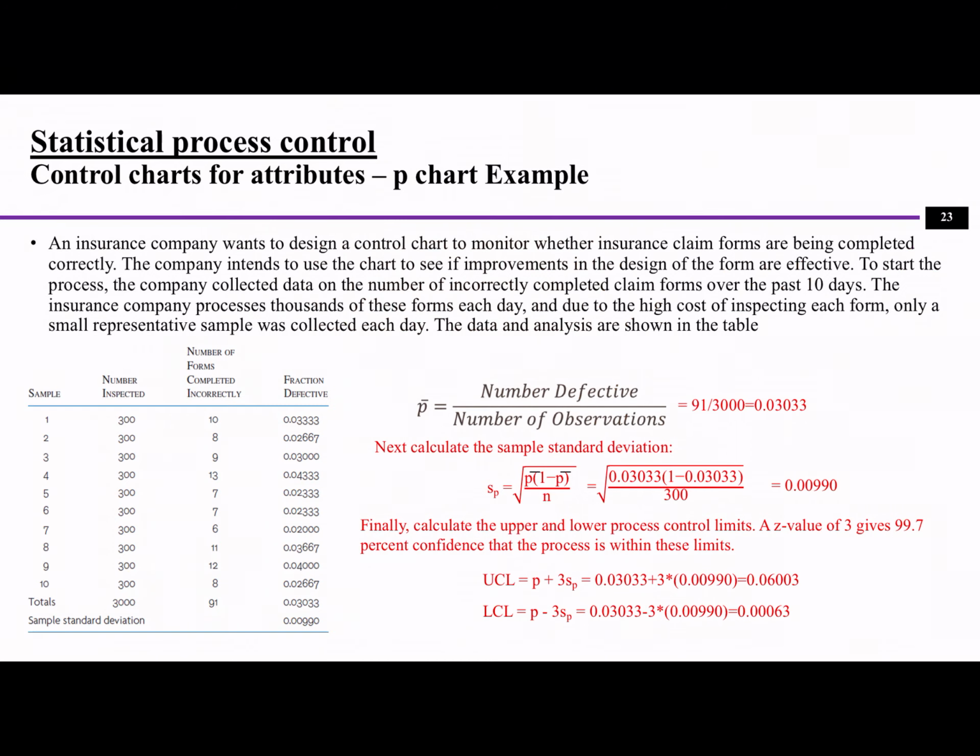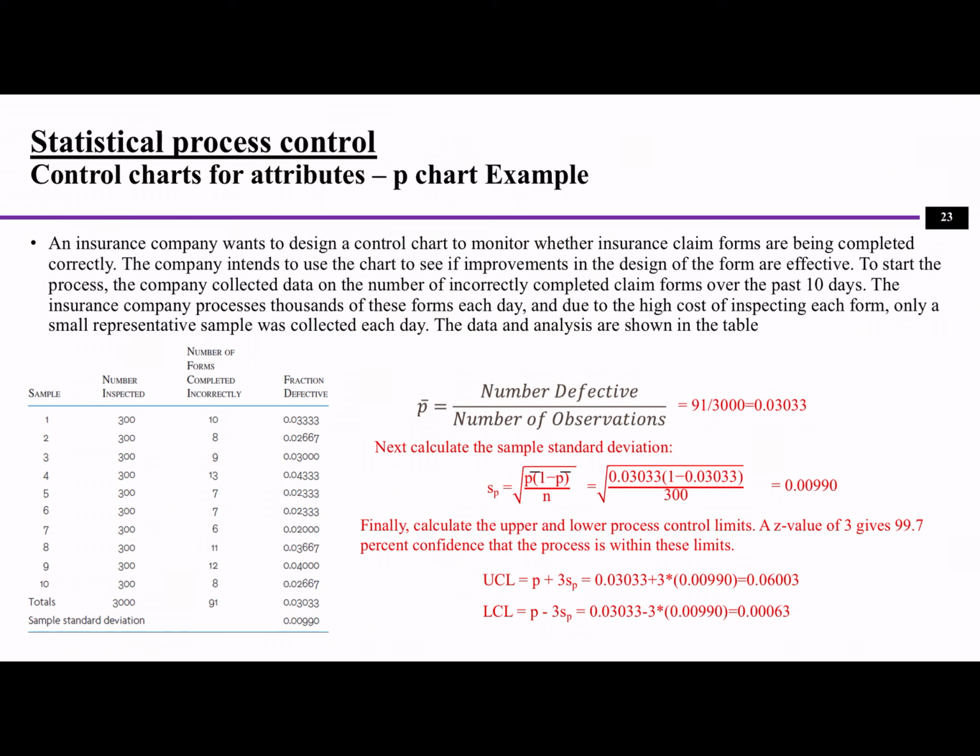Here is the answers that's already here, but I'll just go through it. How do we calculate that? So an insurance company wants to design a control chart to monitor whether insurance claims forms are being completed correctly.